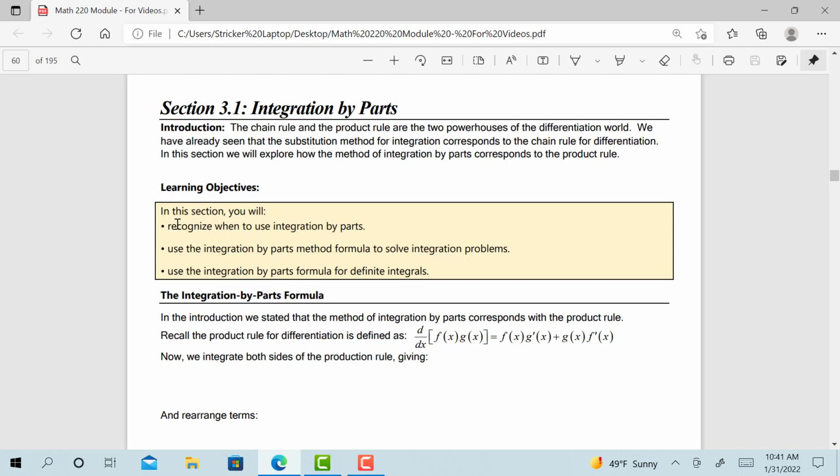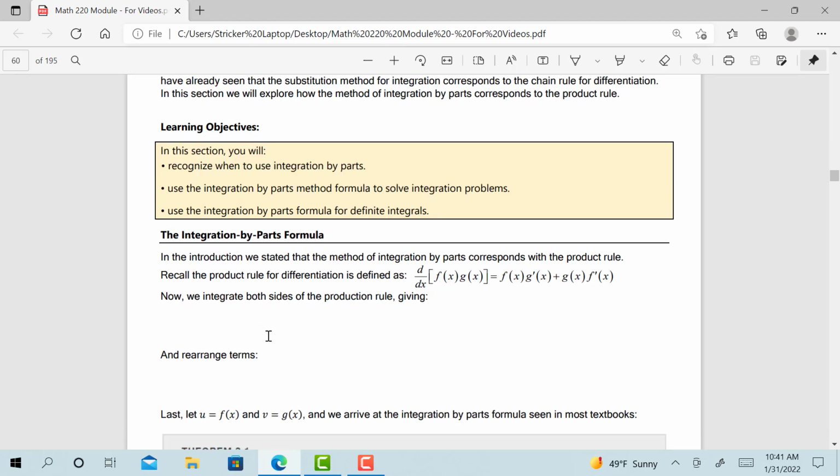In this section, we're going to talk about being able to recognize when to use integration by parts. We're going to use the integration by parts method to solve integration problems, so I'm going to show you how to actually do some of those problems. And then we're also going to use the integration by parts method for definite integrals as well. So let's jump into developing this concept of what the integration by parts method is.